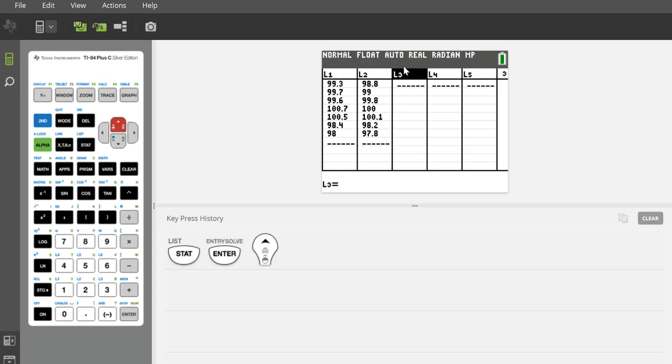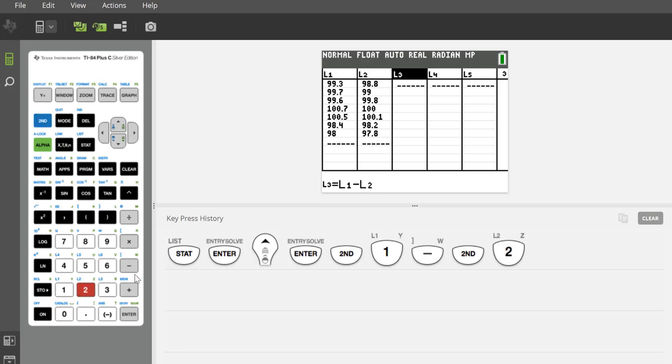So I want to up arrow over to list 3 and then press enter. And I'm going to take list 1 and subtract list 2. So second, my number 1 key, minus list 2, and press enter.